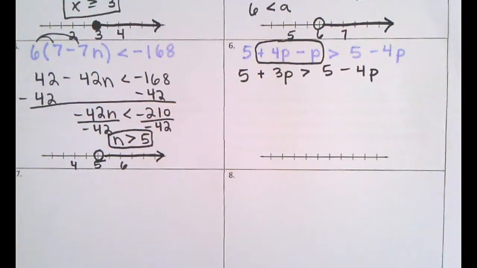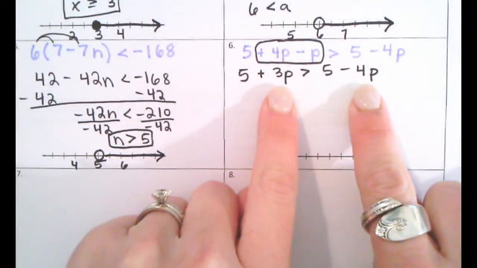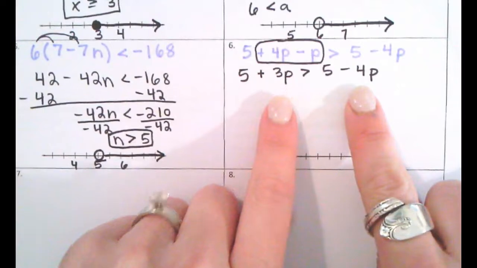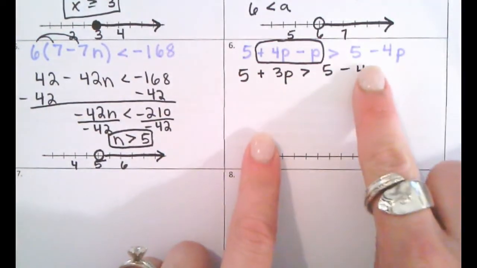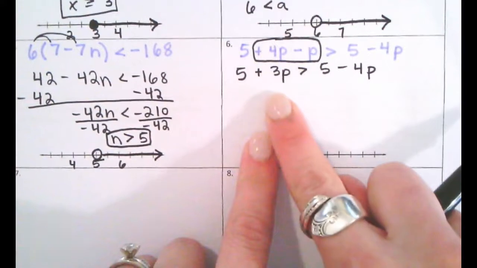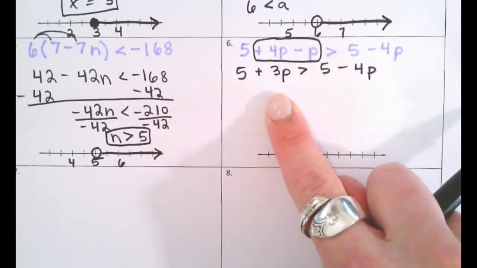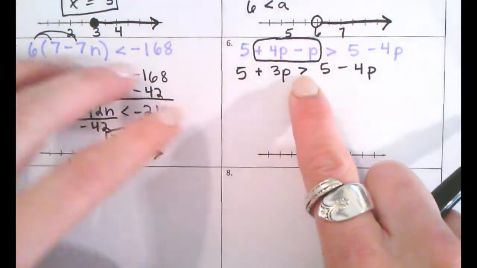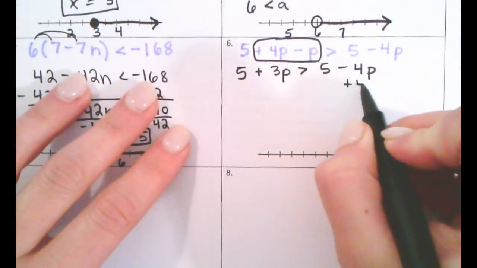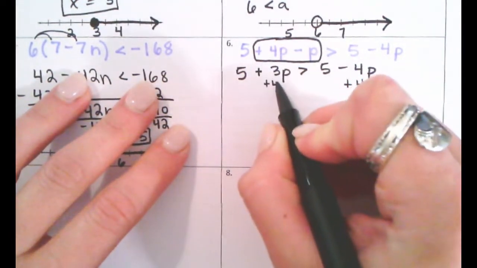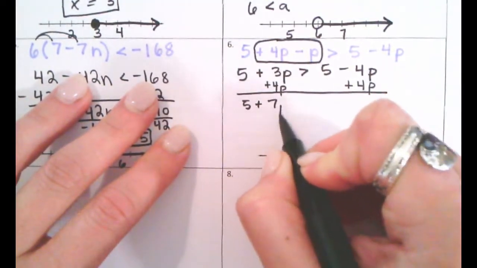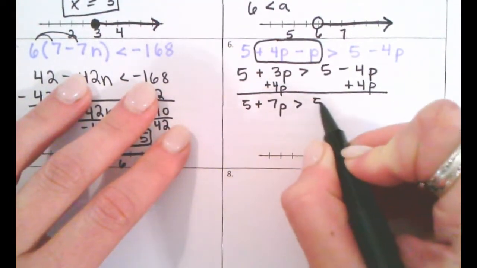Similar to equations, I'm going to pick the smaller one. It doesn't matter if you pick a different one to bring it to a different side, as long as you stay consistent. So since negative 4 is smaller, that's the one I'm going to move to the other side of the inequality. Now that I'm moving to the other side of the inequality, I do have to do my inverse operation. So I'm going to first add 4p to both sides. And I have 5 plus 7p is greater than 5.